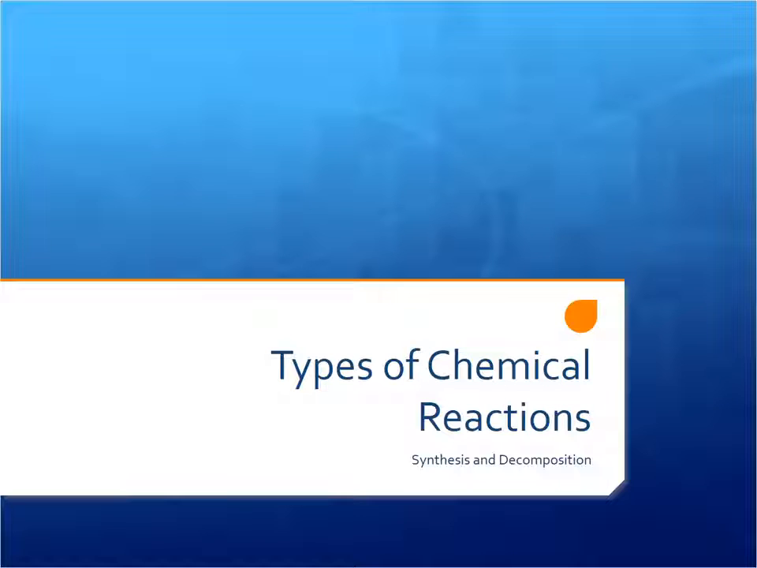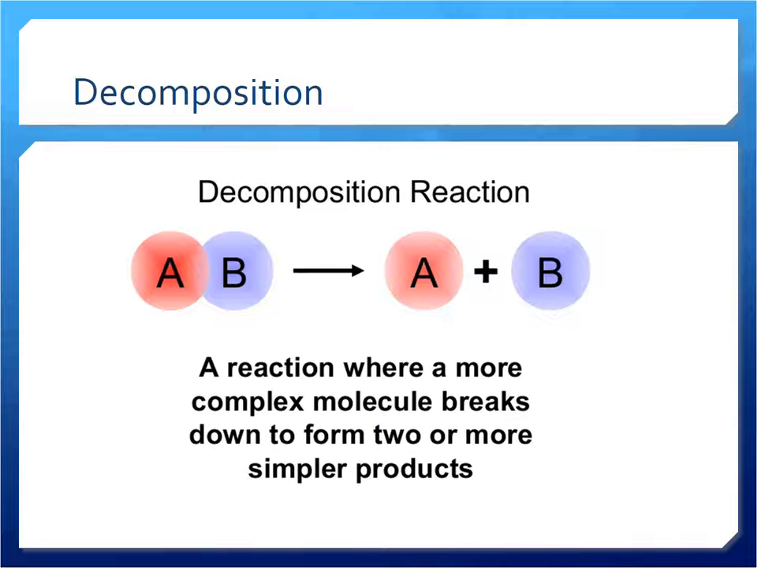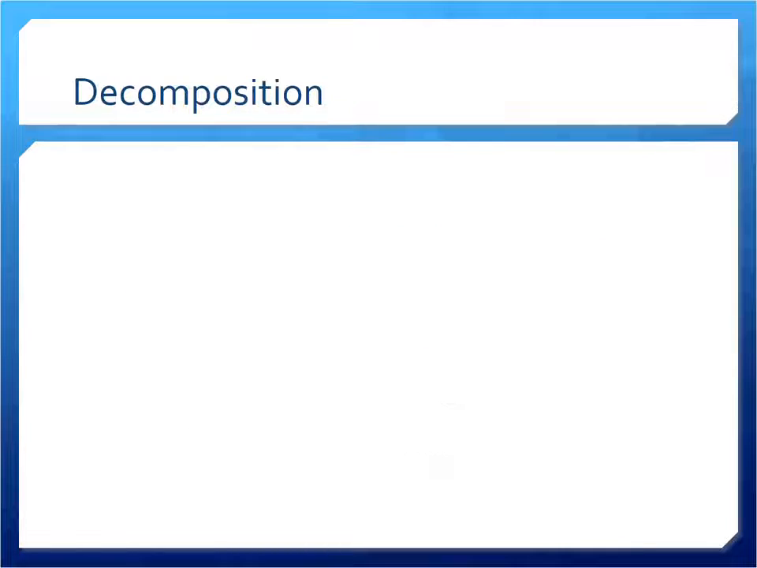In this video, we're going to look at synthesis and decomposition reactions. So a quick definition here, we'll start with decomposition. What decomposition is, we take a complex compound like AB and we break it up into the two elements that make it up, A plus B.